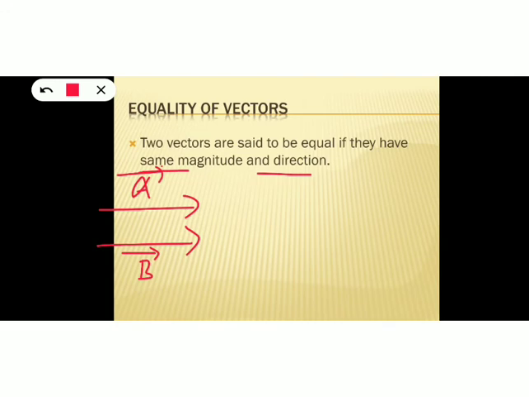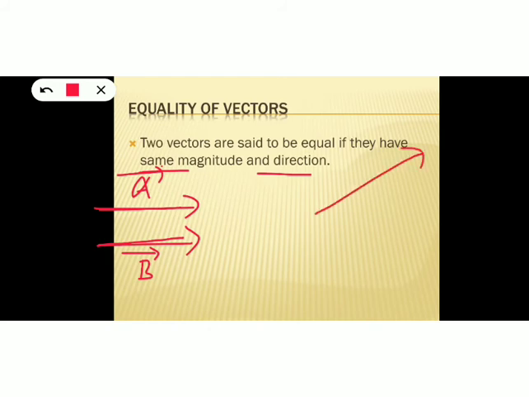Are A and B equal? Yes. Why? Because they have same magnitude. The lengths of both the vectors are same. So if lengths are same, then their magnitude also will be same. So the magnitude of vector A and B is equal and their direction is also same. Both are pointing towards the same direction, towards right. So such vectors are equal vectors.